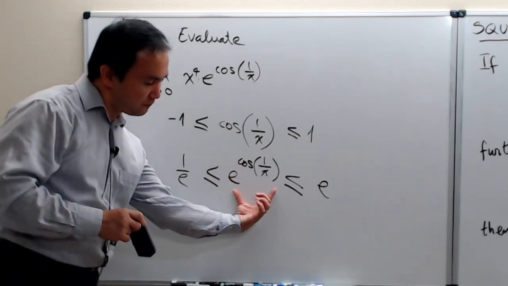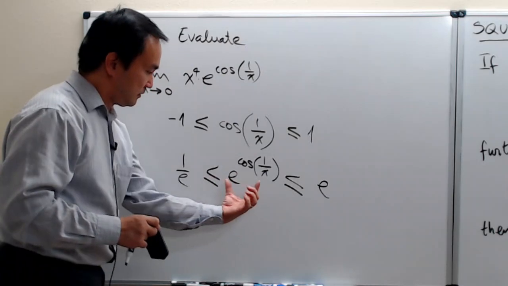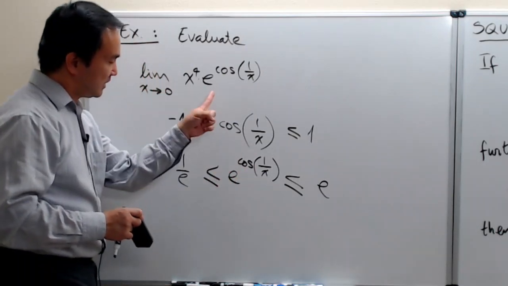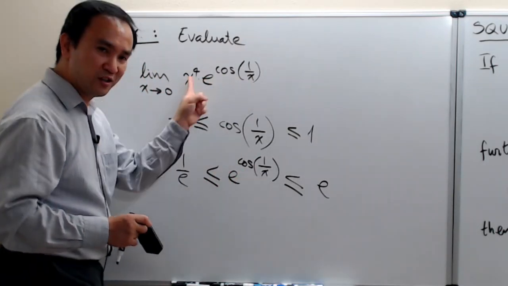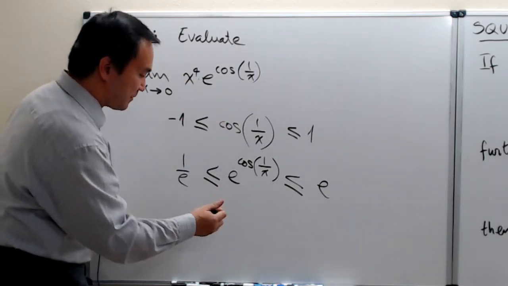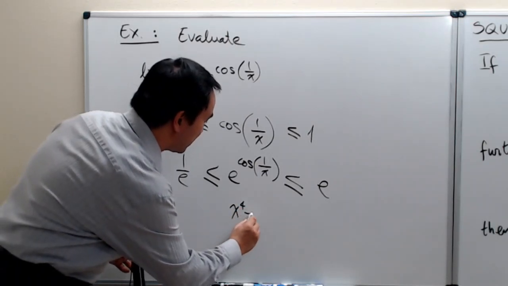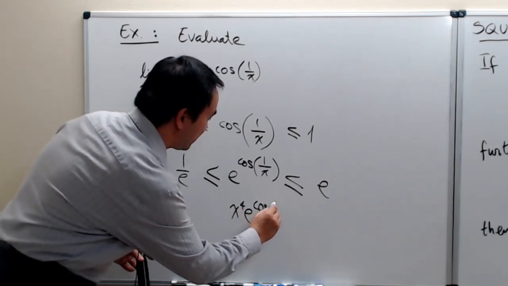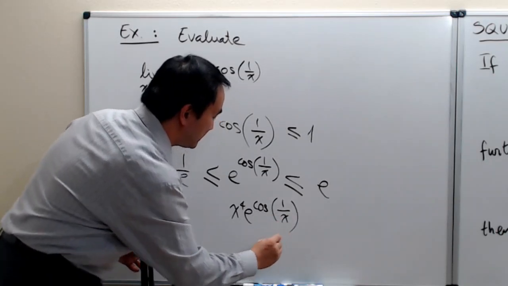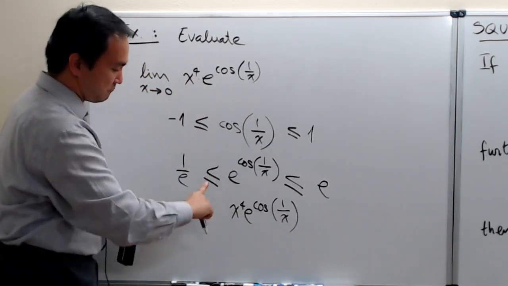Our middle function is trapped between these two constants. This middle function is becoming closer and closer to the actual function. So the next step now, I am going to multiply x to the fourth to my middle function. Now I'm making it complete. So now I'm completely looking at my main function right here.